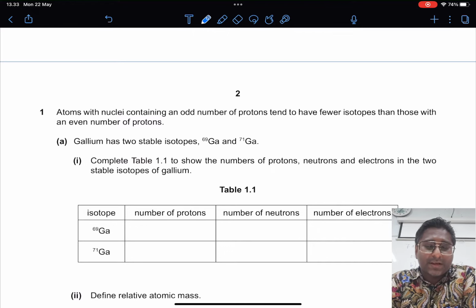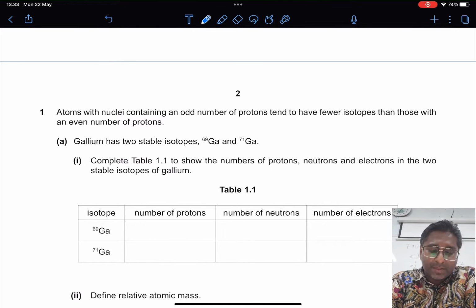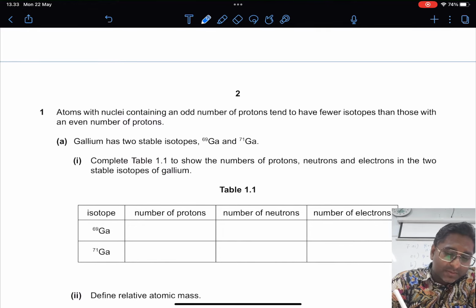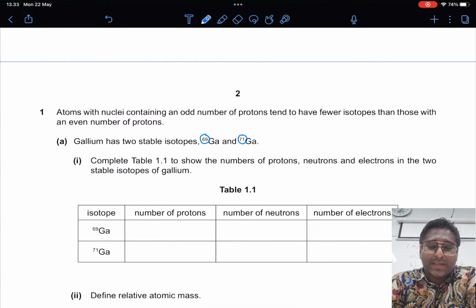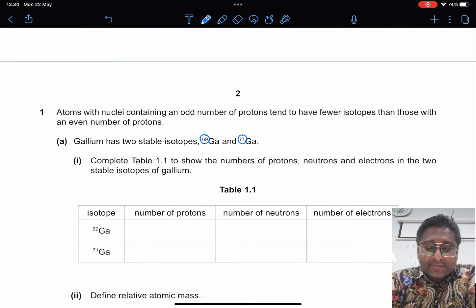Gallium has 2 stable isotopes, with mass numbers 69 and 71. If they ask you to define isotope: an isotope is a species that has the same proton number but a different number of neutrons. Now complete Table 1.1 to show the number of protons, neutrons and electrons in the 2 stable isotopes of gallium.